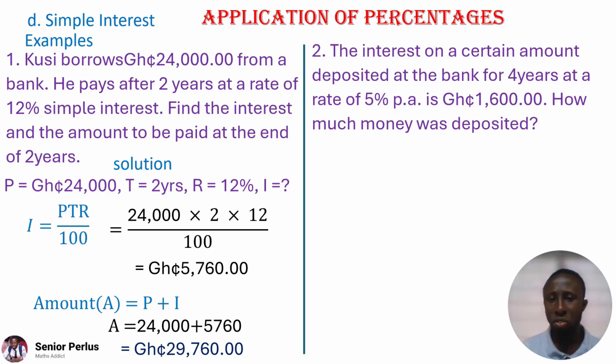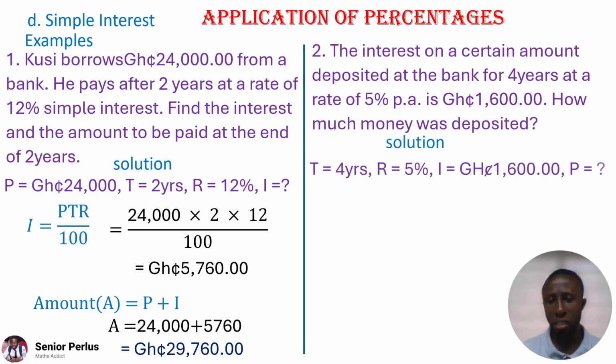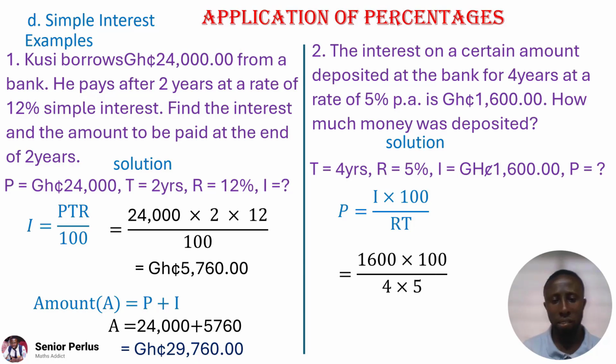We're given the interest because the interest on a certain amount deposited at the bank for 4 years at a rate is this. So our interest is 1,600 Ghana cedi, the time is 4 years, and the rate is 5% per annum. To find the principal, you have to make the principal the subject of the simple interest formula. If you make it the subject, you will get interest times 100 out of RT. Then you make a substitution. That's very simple, and this is simple interest.